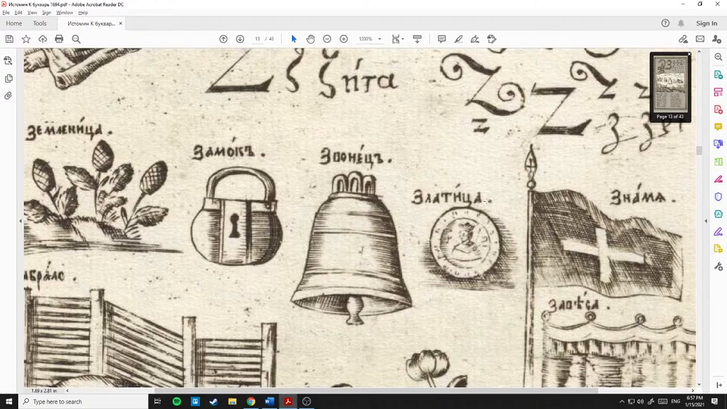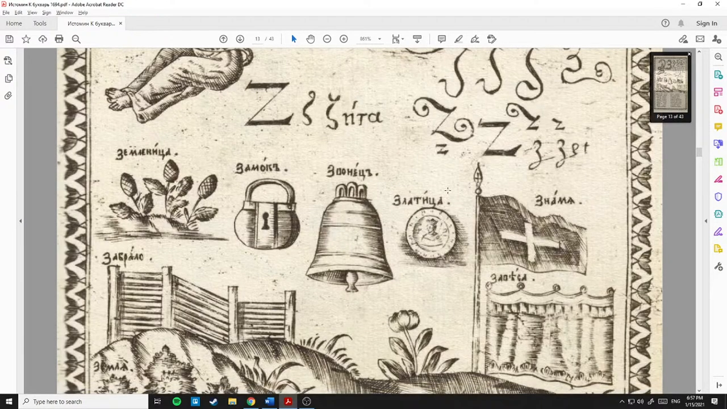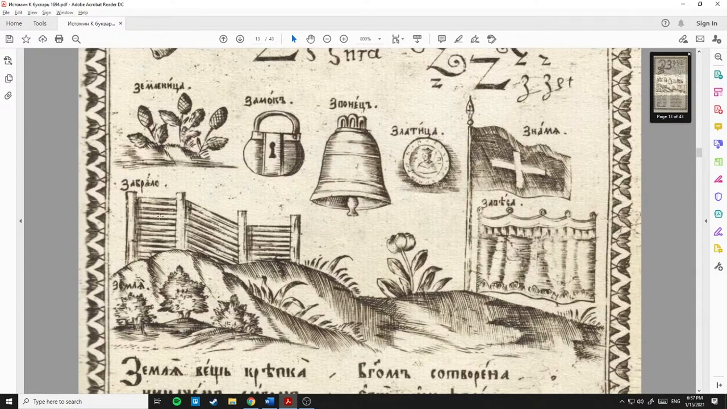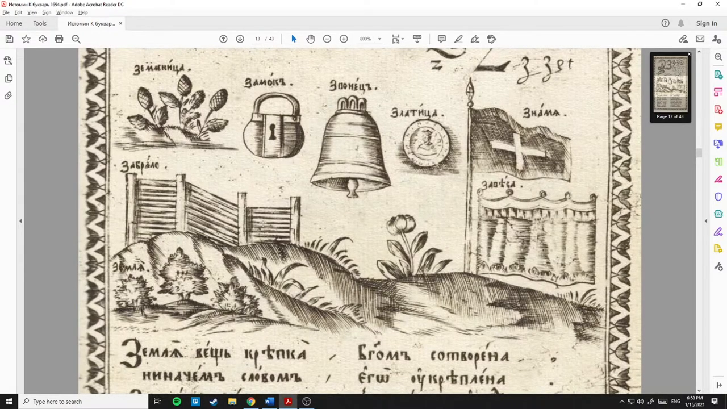And then we have zlatica. This is a golden coin. Zlato, gold. We have znamya, which is a banner or a flag, mostly a military banner. Then we have zaviesa, which is a curtain in Russian. And we have zabralo, which in modern Russian means a visor, the little piece of a helmet you can look through. And back then, 300 years ago, it also meant fence. In modern Russian, that would be zabor. And then we have zimlya, and that would be earth. I think that's everything.